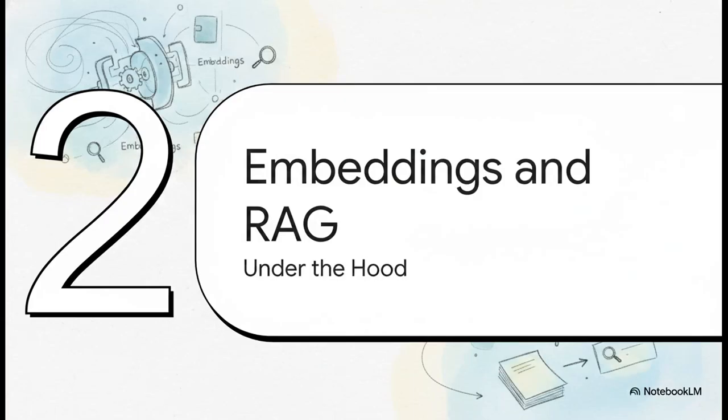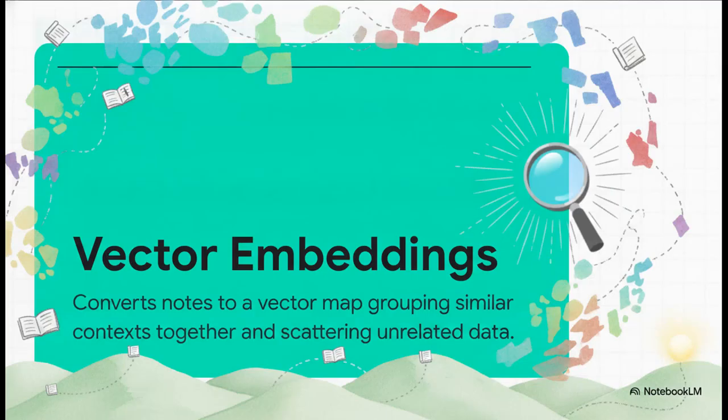Section 2. Unpacking embeddings and RAG. Under the hood. So the big challenge here is searching massive amounts of text. Conventional LLMs are great at summarizing a single document, sure. But if you want an AI to skim through hundreds of pages of your personal notes and pull out exactly what you need, you need something called an embedding model.